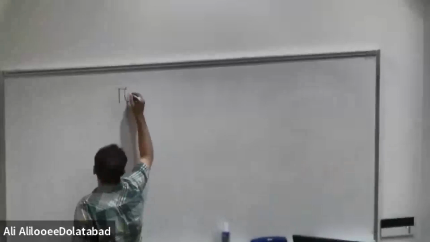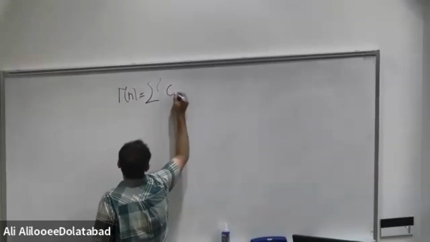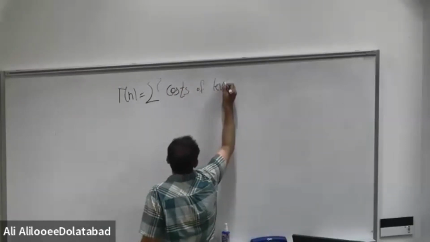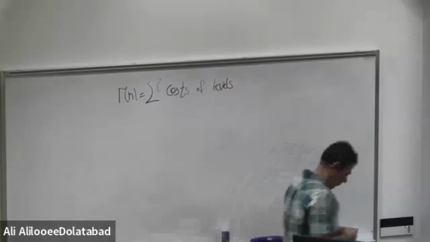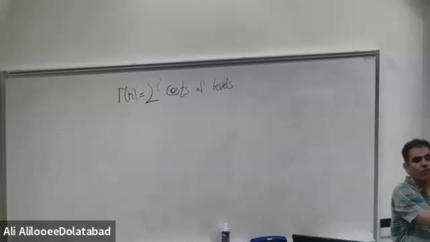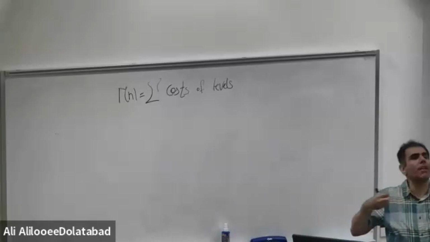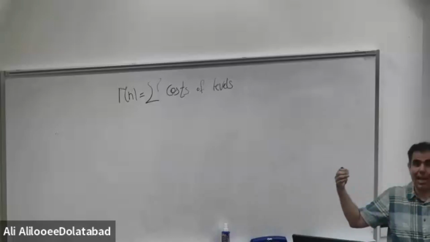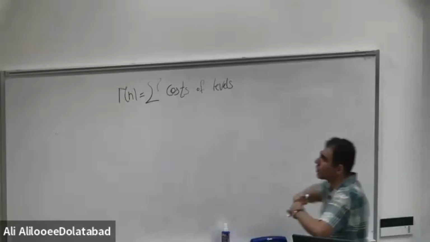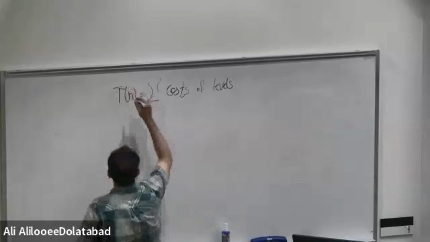that Tn equals sigma of the cost of levels. Then Tn is the sum of the cost of levels. It means you have a bunch of levels, you find the cost of those levels by adding the cost of nodes, and after that you add the cost of levels. The number of levels is finite, and the number of levels is the same as the height. Therefore, Tn here is equal to the sum of the cost of levels.